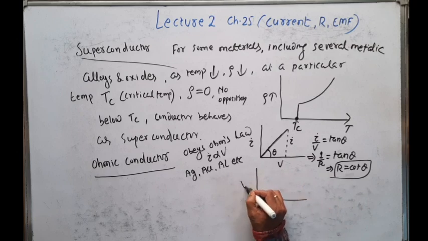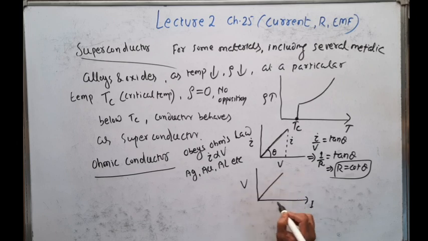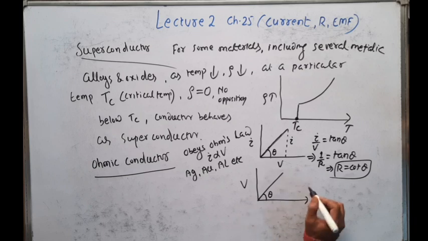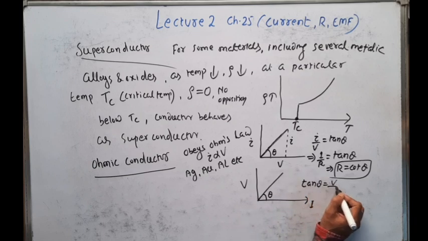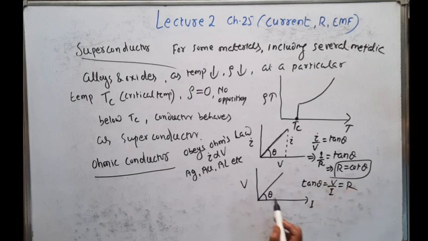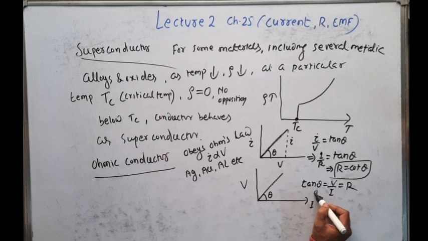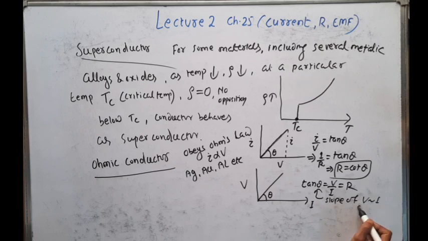Suppose this is the voltage-current graph. For an ohmic conductor, the voltage-current graph is a straight line. Let us say it makes a theta angle with the current axis. So here the ordinate is voltage and the abscissa is current. So the ratio tan theta is equal to V by I, which is equal to R. So resistance can be found by measuring the slope. Tan theta is nothing but the slope of the VI characteristic. In this way you can measure it.